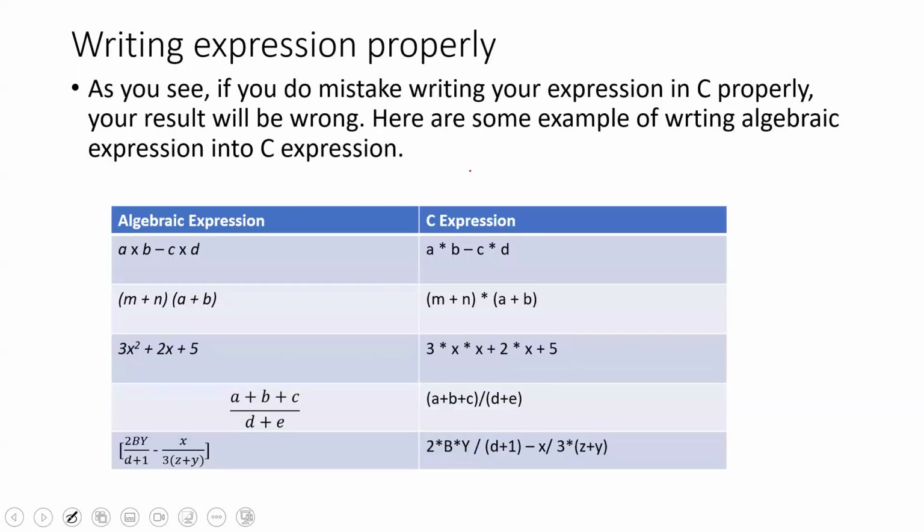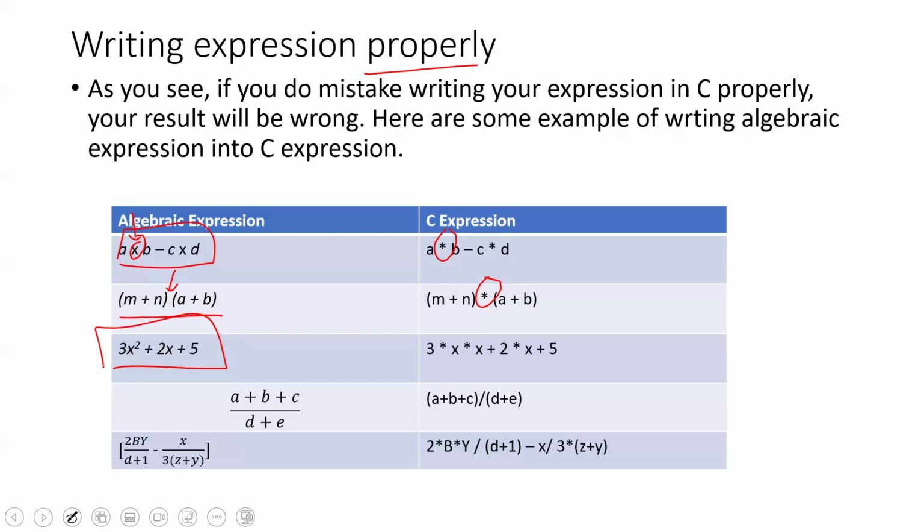Okay? Now, writing expressions properly. Let's say you have A times B minus C times D. How do you write it in C? There's no multiplication symbol like this, right? You use star instead of multiplication. You have n plus n times A plus B. How do you write this in C? You write star in that place. Otherwise, your code will not automatically do the multiplication. It will give an error or do some garbage stuff. If you want to do multiplication, specify it using star.